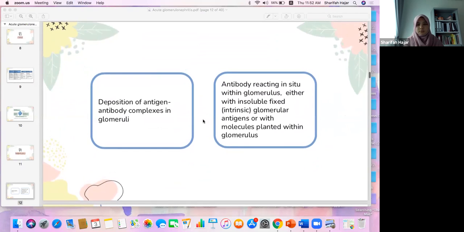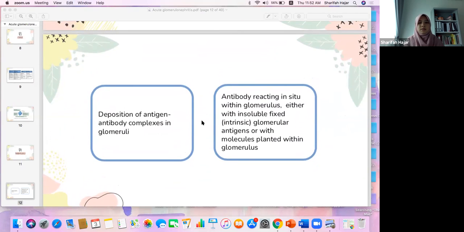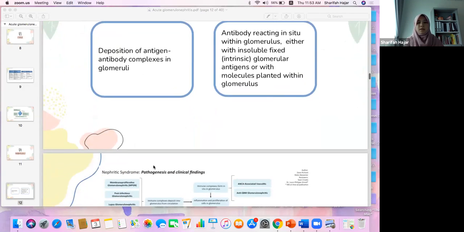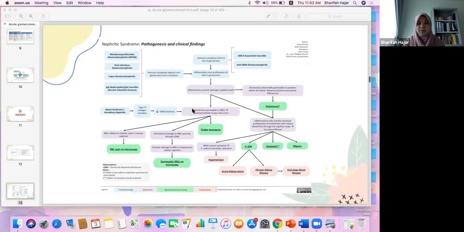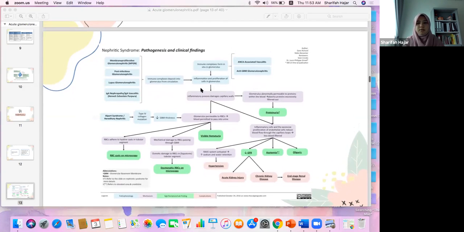This is what I found from Robbins Basic Pathology. There are two main mechanisms. I will go through this first. Antibody reacting in situ within the glomerulus, either intrinsic or extrinsic. It means the antibody acts on the glomerulus itself. The second mechanism is deposition of antigen-antibody complex in the glomerulus. It means the antigen-antibody complex may come from any other sites, but it deposits at the glomerulus. I know the pathophysiology is quite complicated, but I will try to go one by one.